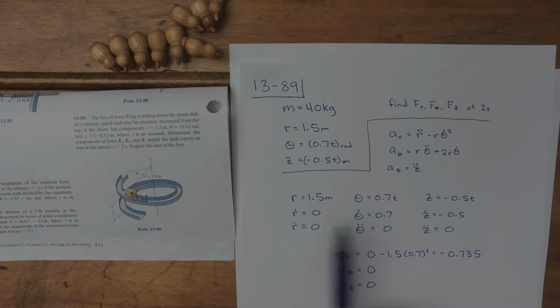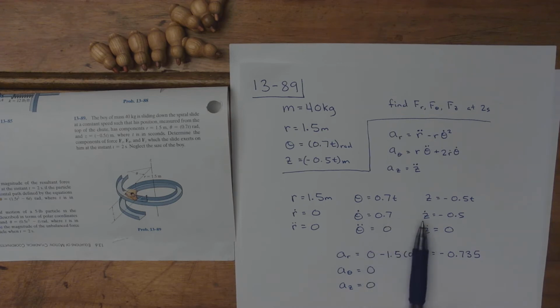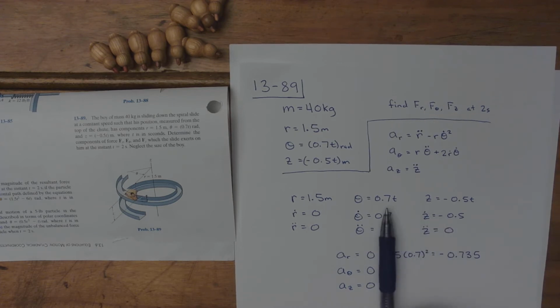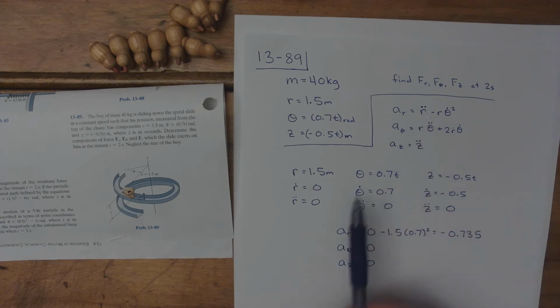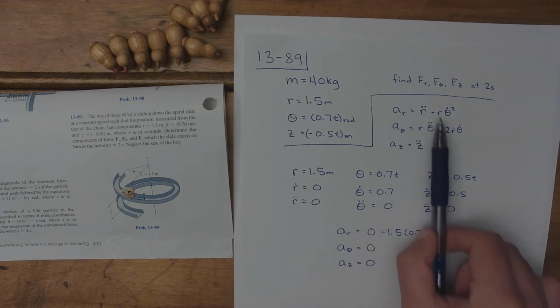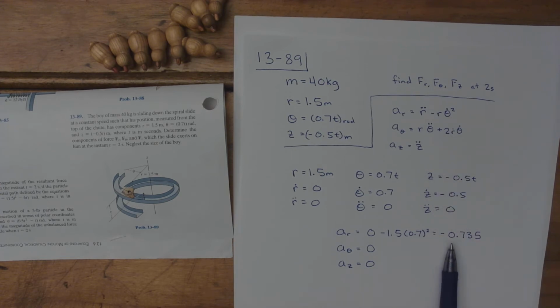Okay, so r is constant, so r dot is equal to 0, and r double dot is equal to 0, theta dot is equal to 0.7, z dot is equal to negative 0.5, that just comes from taking the time derivative, and then theta double dot and z double dot are equal to 0. So we have, for the radial component of the acceleration, r double dot minus r theta dot squared, which is 0 minus 1.5 times 0.7 squared, which gives us negative 0.735. And then for the transverse component of the acceleration and the z component of the acceleration, we have 0.